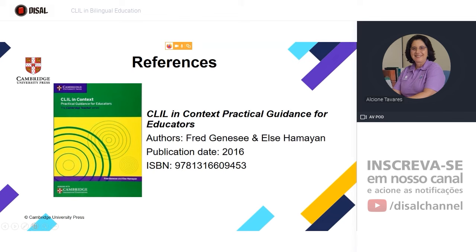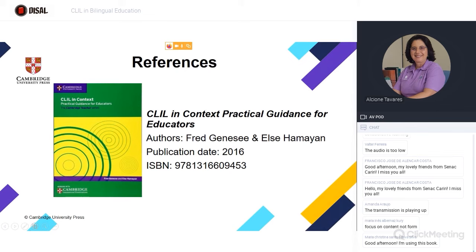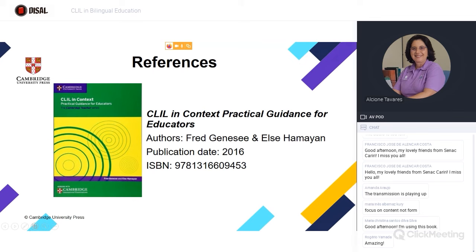Practical Guidance for Educators. In this book, the authors discuss the theory behind CLIL and research evidence that supports best practices in CLIL programs in four different education contexts. What are the contexts that they cover in this book? Immersion-type programs, international schools, schools with immigrant and indigenous language students, and foreign language classrooms.